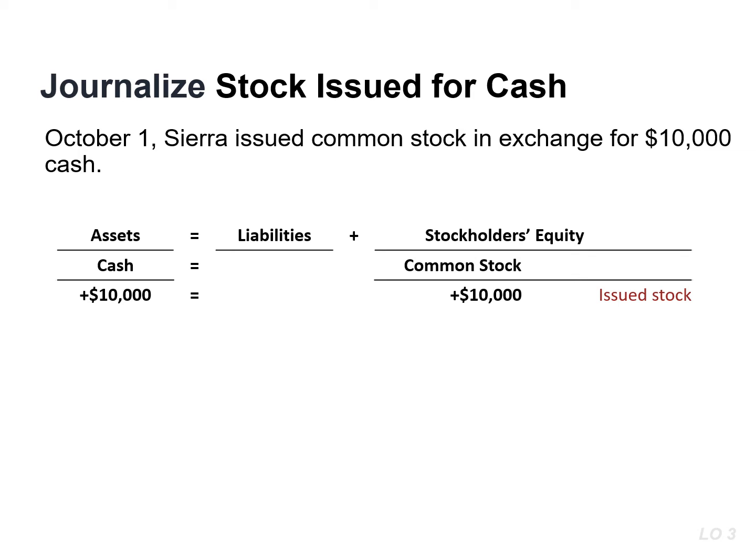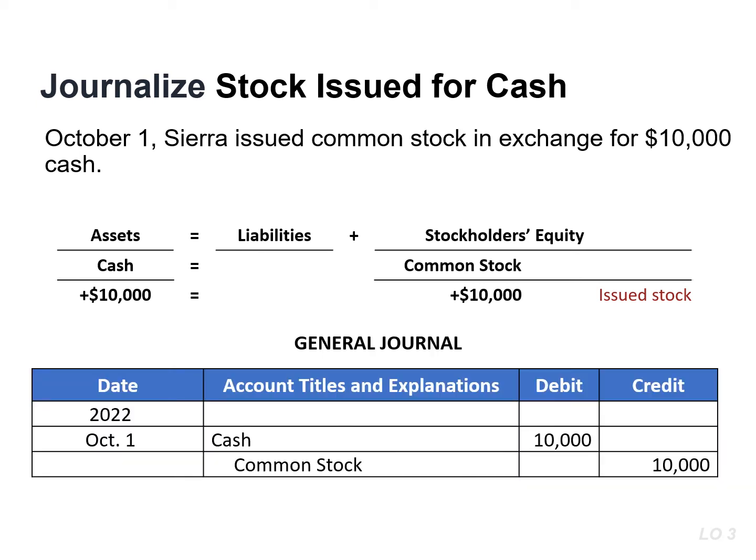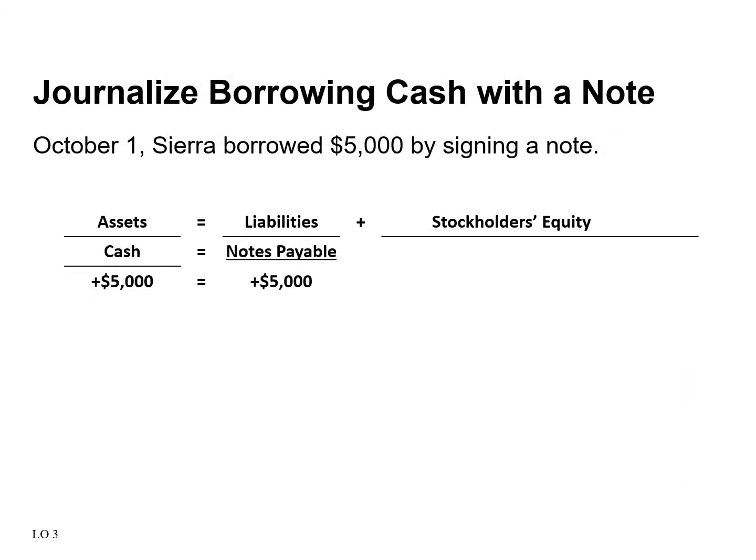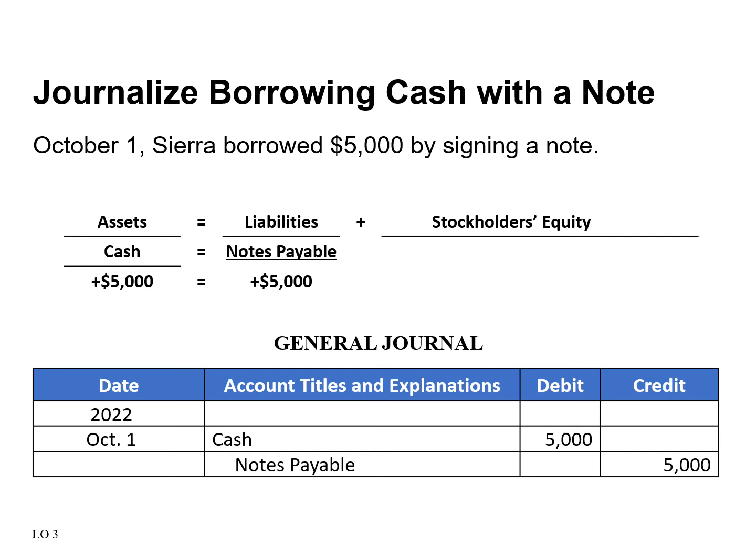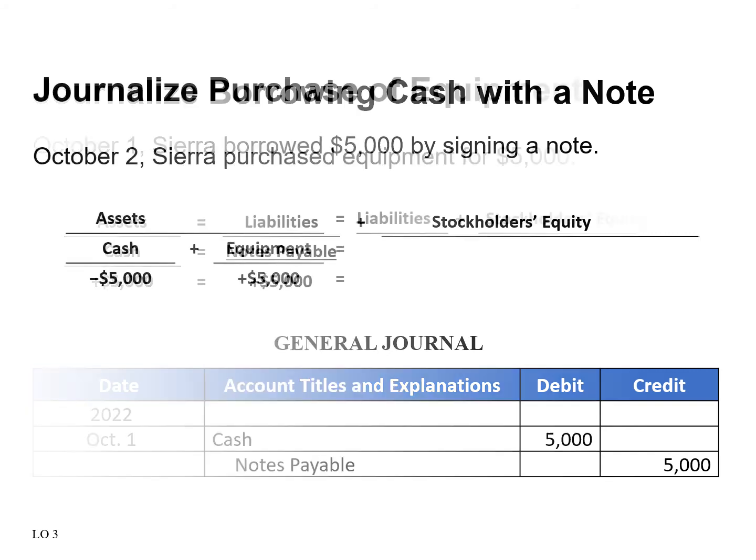On October 1st, Sierra issued common stock in exchange for $10,000 cash. So it will debit cash and credit common stock for $10,000. It will also enter the date of the transaction, which is October 1st. In the second transaction, Sierra will enter the date of the transaction, October 1st, as well as the account and amounts to be debited and credited. In this instance, we're going to debit cash and credit notes payable for $5,000.